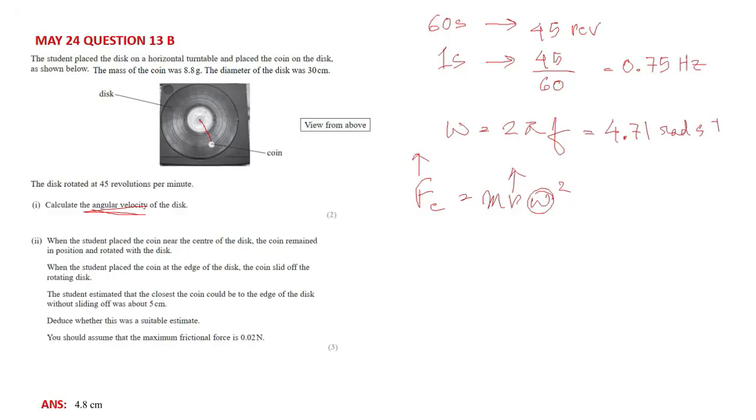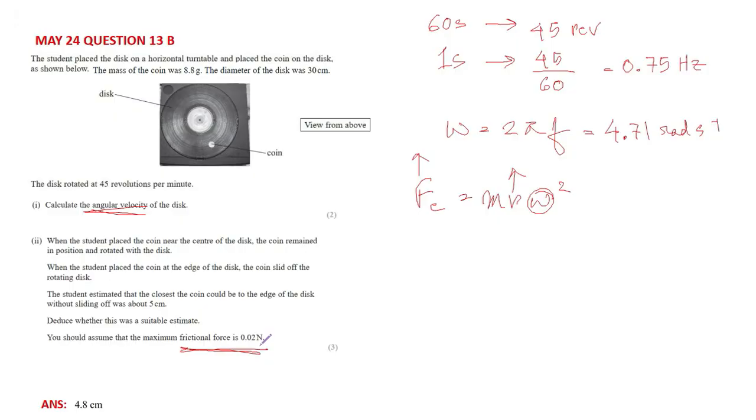But this is the issue. The centripetal force is provided by the frictional force, which has a maximum value. The moment the required centripetal force exceeds the frictional force, it cannot maintain the circular path anymore. It slides off, right? Because the necessary centripetal force is now greater than the frictional force.